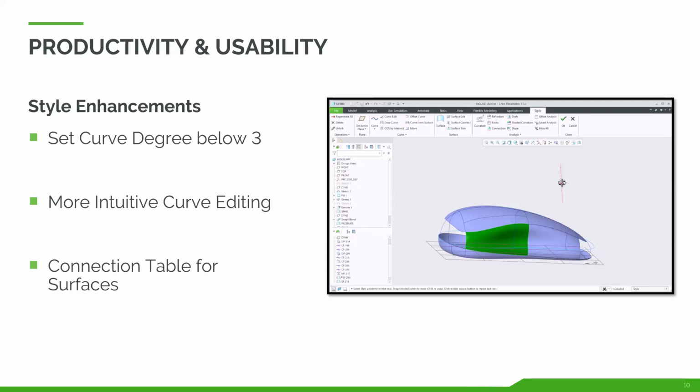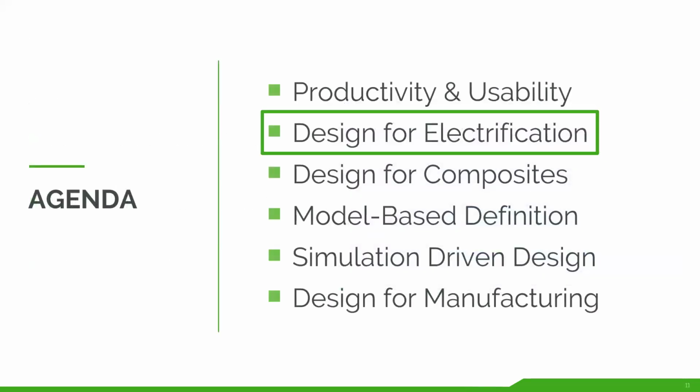And connection tables. We've added connection tables with Creo 11. If, let's say, you're defining a connection between different surfaces, you can have a table that will show you what your boundaries are, what it's connected to, what the constraint types are, and you can have those be displayed for you. That's it on the productivity and usability side of things.